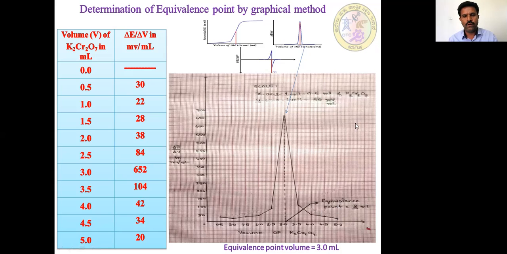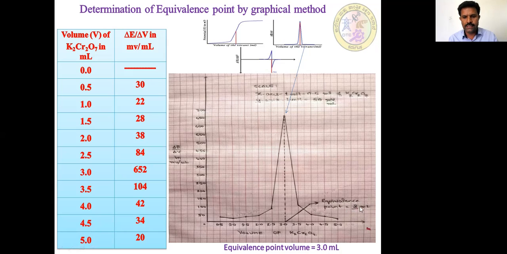So it reduces. From this graph, you can see the scale here: at the x-axis, 1 unit is equal to 0.5 ml of potassium dichromate solution. At the y-axis, 1 unit is equal to 50 millivolts per ml. So from this peak, if we extend it to the x-axis, the intersection point gives the equivalence point or end point volume here.